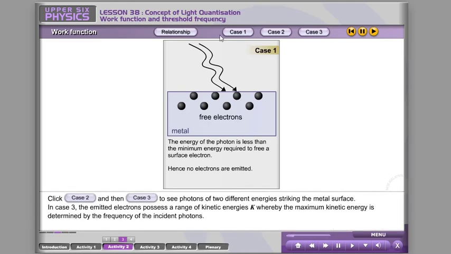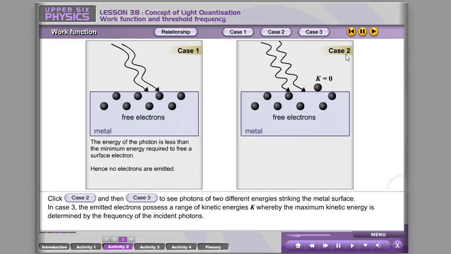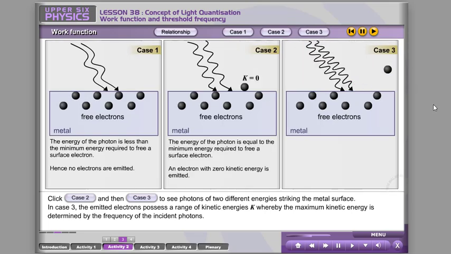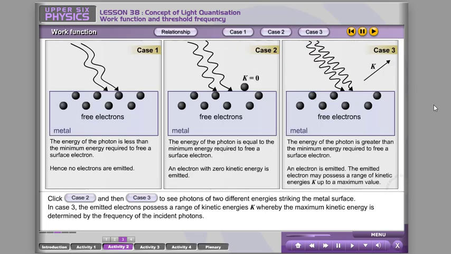Click the Case 2 button and then the Case 3 button to see photons of two different energies striking the metal surface. In Case 3, the emitted electrons possess a range of kinetic energies K, whereby the maximum kinetic energy is determined by the frequency of the incident photons.